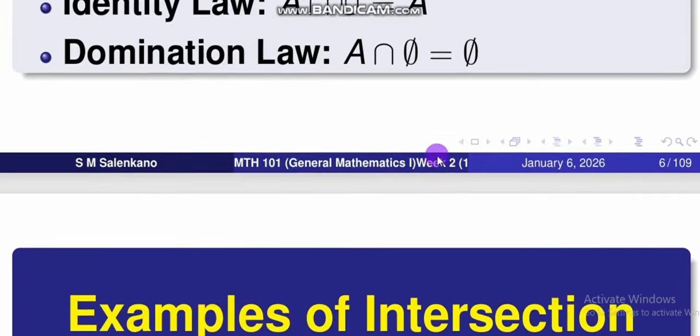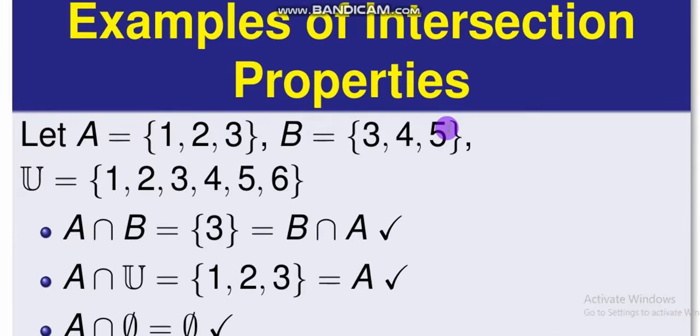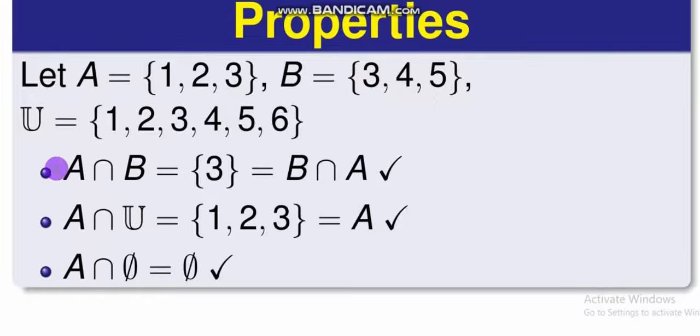Okay, now we are going to see some examples on the properties of intersection, right? Examples of intersection properties. Okay, let set A be a set of 1, 2, 3, and set B be a set of 3, 4, 5. Okay, just as we used before, and this is our universal set. So we are going to find the intersection and see. A intersection B, the element that they have in common, see, they have 3 in common, right? They don't have 1 in common, they don't have 2 in common. The only element they have in common is 3. So A intersection B is 3.